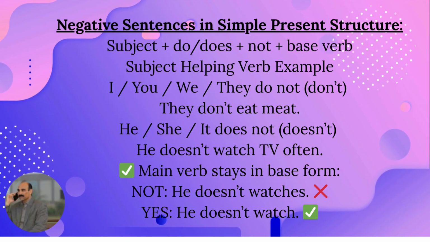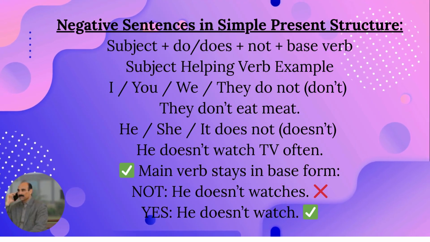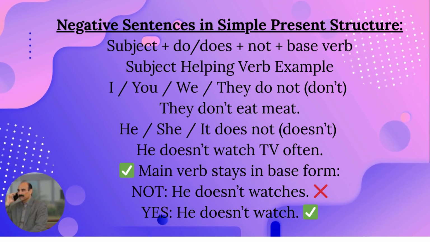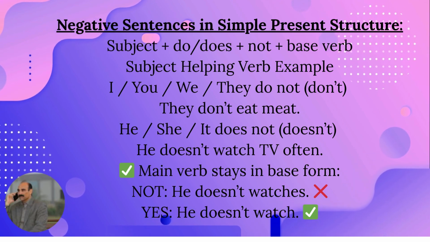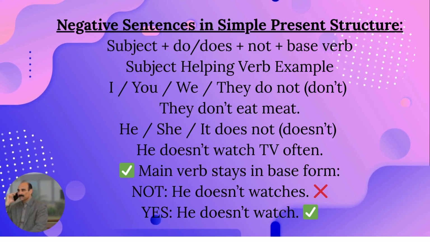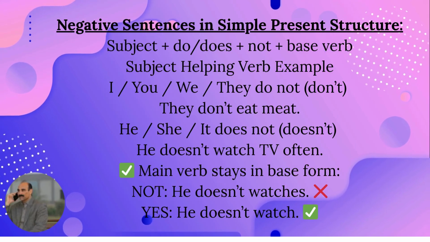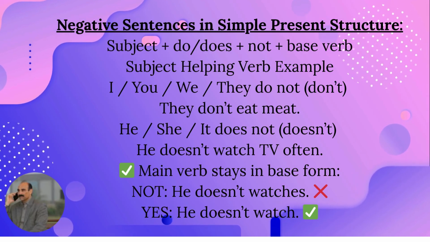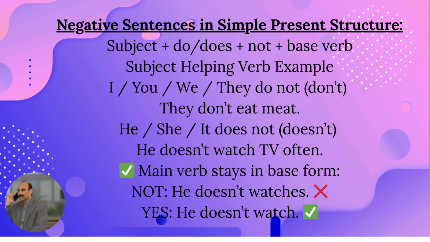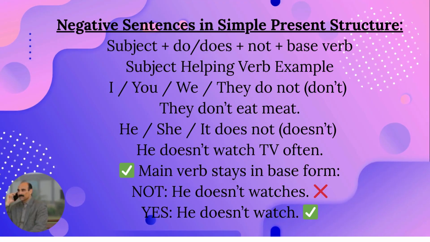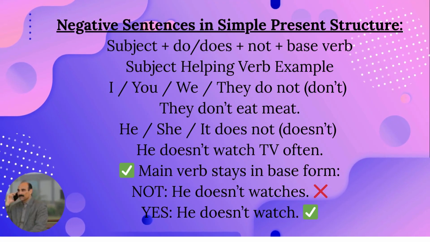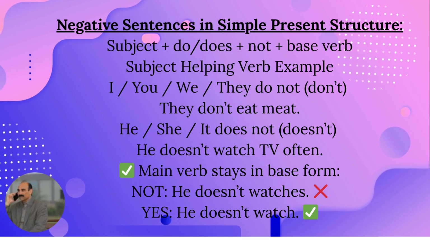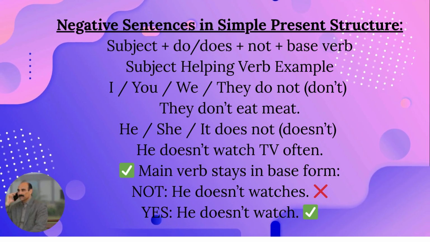They do not eat meat. If the subject is he, she, or it, use does not. He does not watch TV often. Again, remember the most important point. Main verb stays in the base form in negative statement also. For example, he does not watches. This is wrong. The correct form will be he does not watch.